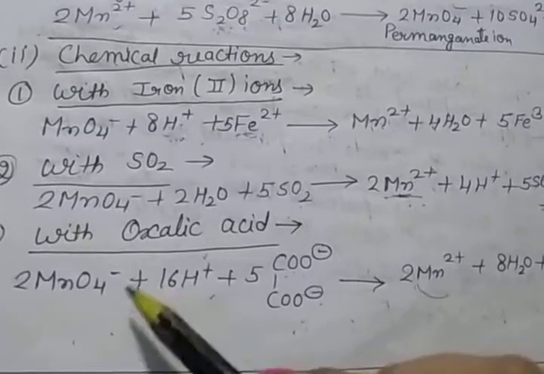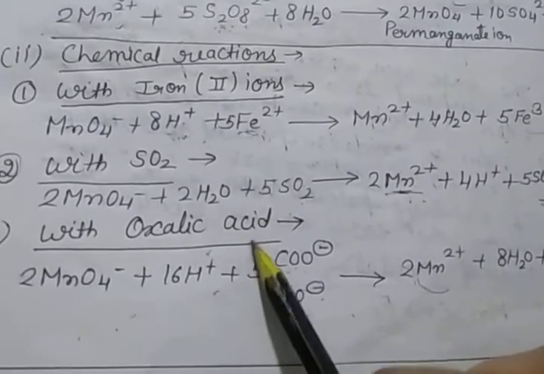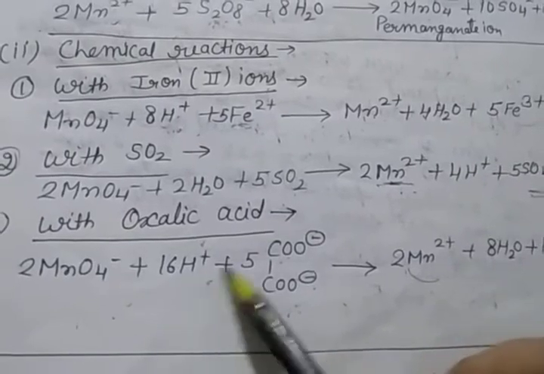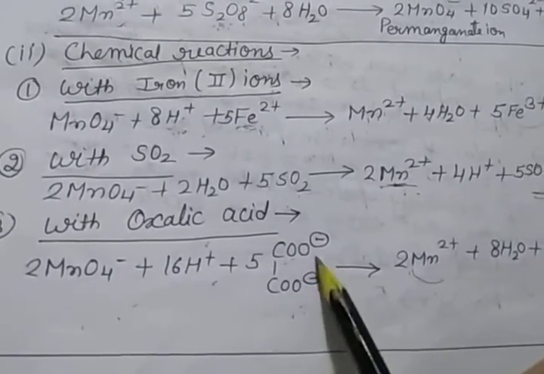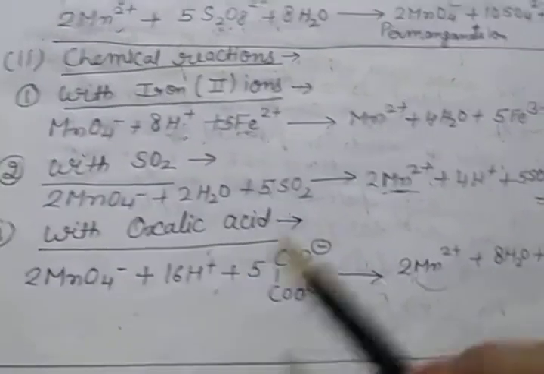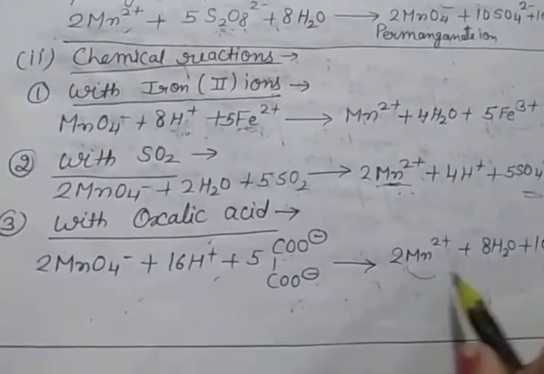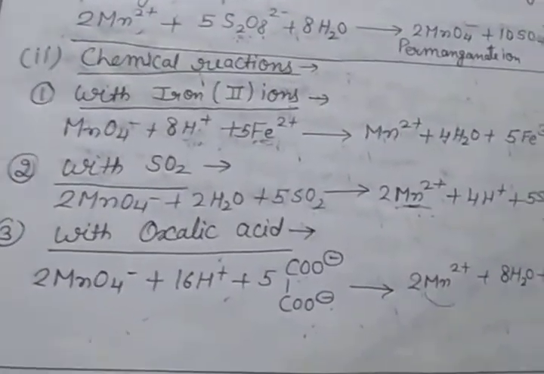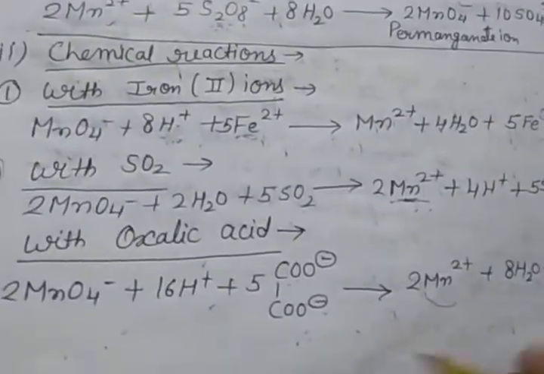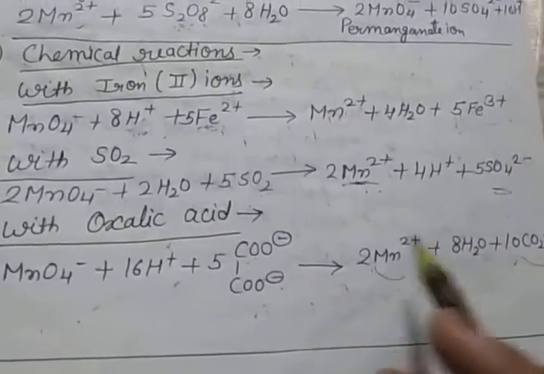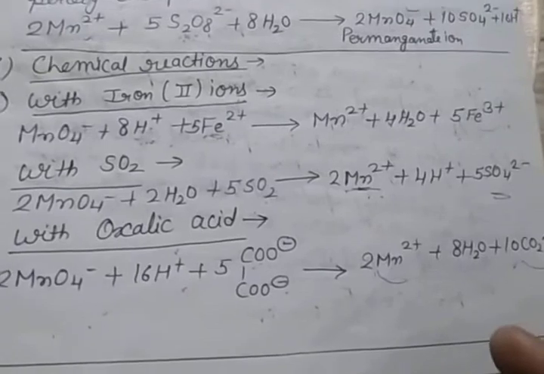Then permanganate reacts with oxalic acid. Permanganate MnO4 minus plus 16H plus and oxalic acid, COO minus COO minus. So MnO4 minus converts into Mn2 plus, plus 8H2O plus 10 CO2. So when it reacts with oxalic acid, it converts into Mn2 plus and CO2 gas.